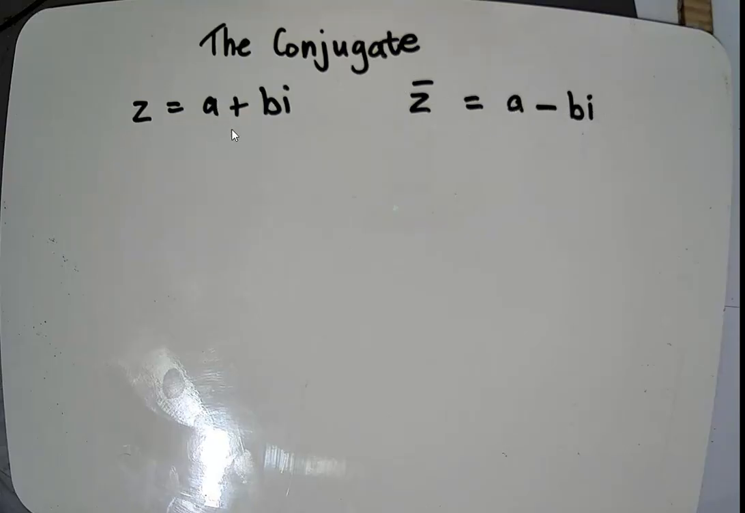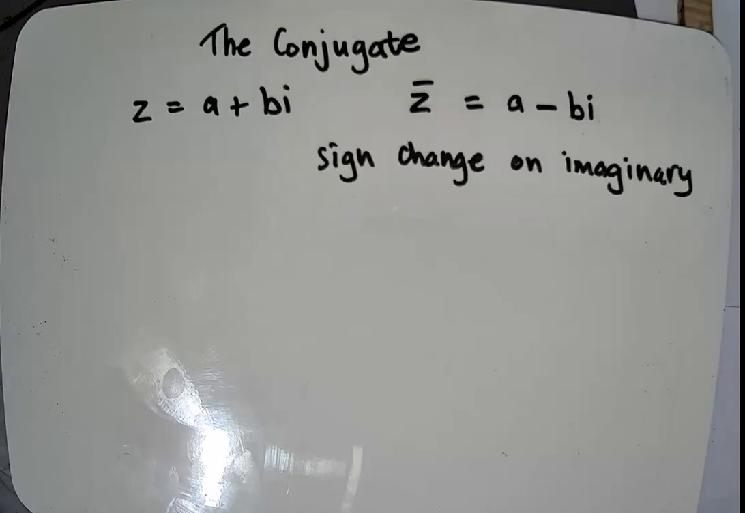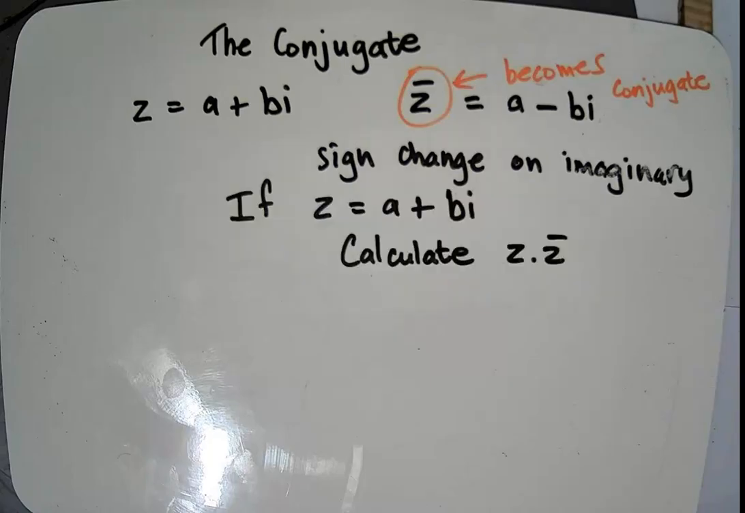Notice the original complex number was a plus bi. So the only thing that changes here is the second part that's attached to the i. The real number part remains the same. And the notation for the conjugate is a line on top of the letter z. So the sign change is on the imaginary part. That becomes the symbol for the conjugate.